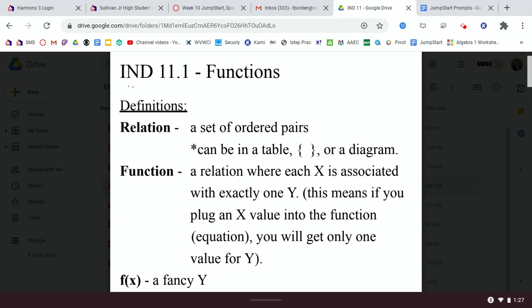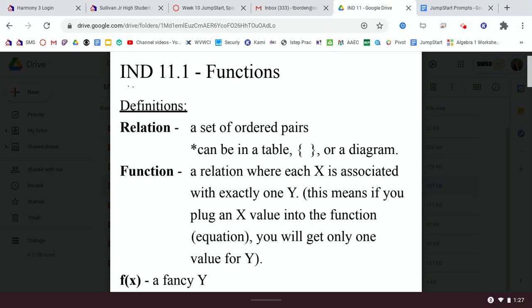They can be in a table, which we're going to look at. They can be in, I call those fancy brackets. I'm sure there's some technical name for them, but they can be denoted by having those fancy brackets around them, or they can be in a diagram. And we're going to look at all three of those today and look at the different ways that you can be given a relation or a set of ordered pairs.